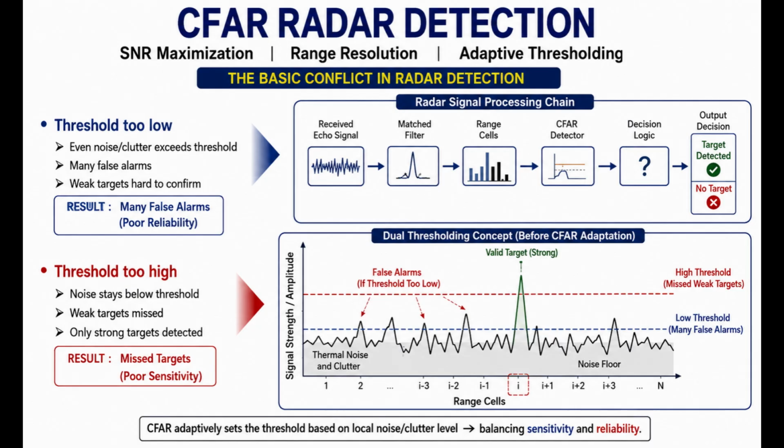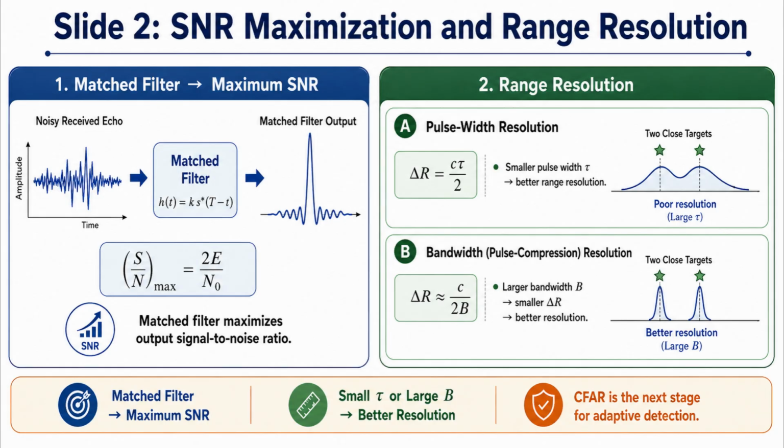The processing chain at the top shows the received echo passing through the matched filter, range cells, CFAR detector, and decision logic. So, a fixed threshold is not suitable when noise and clutter change. CFAR solves this by adapting the threshold to the local noise and clutter level, giving a better balance between sensitivity and reliability. Now we see how the radar receiver improves signal quality and range resolution.